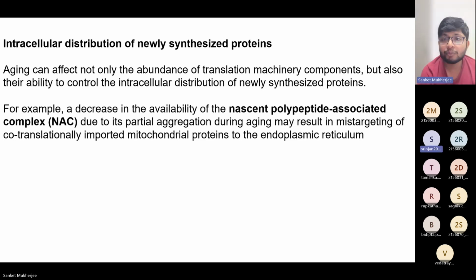If homeostasis is altered, definitely proteostasis will also be affected. That's for sure. So in aging, which is affected first, the proteostasis mechanism or the homeostasis?